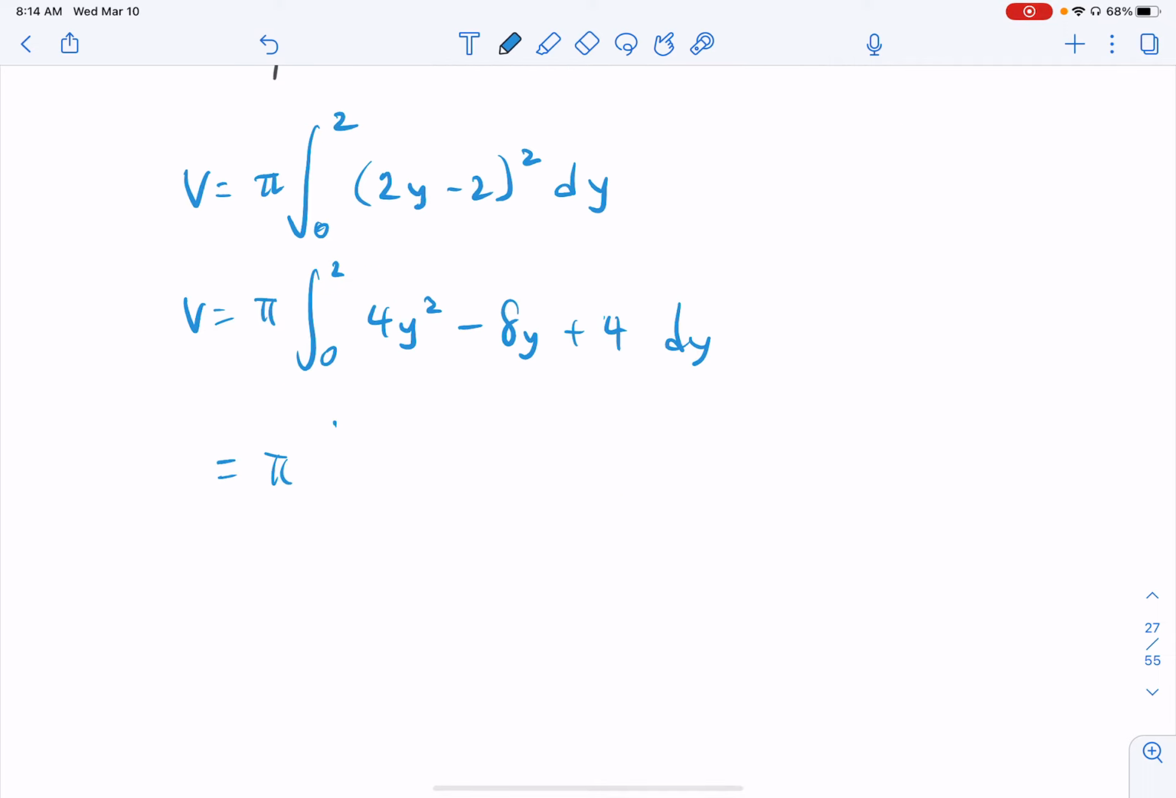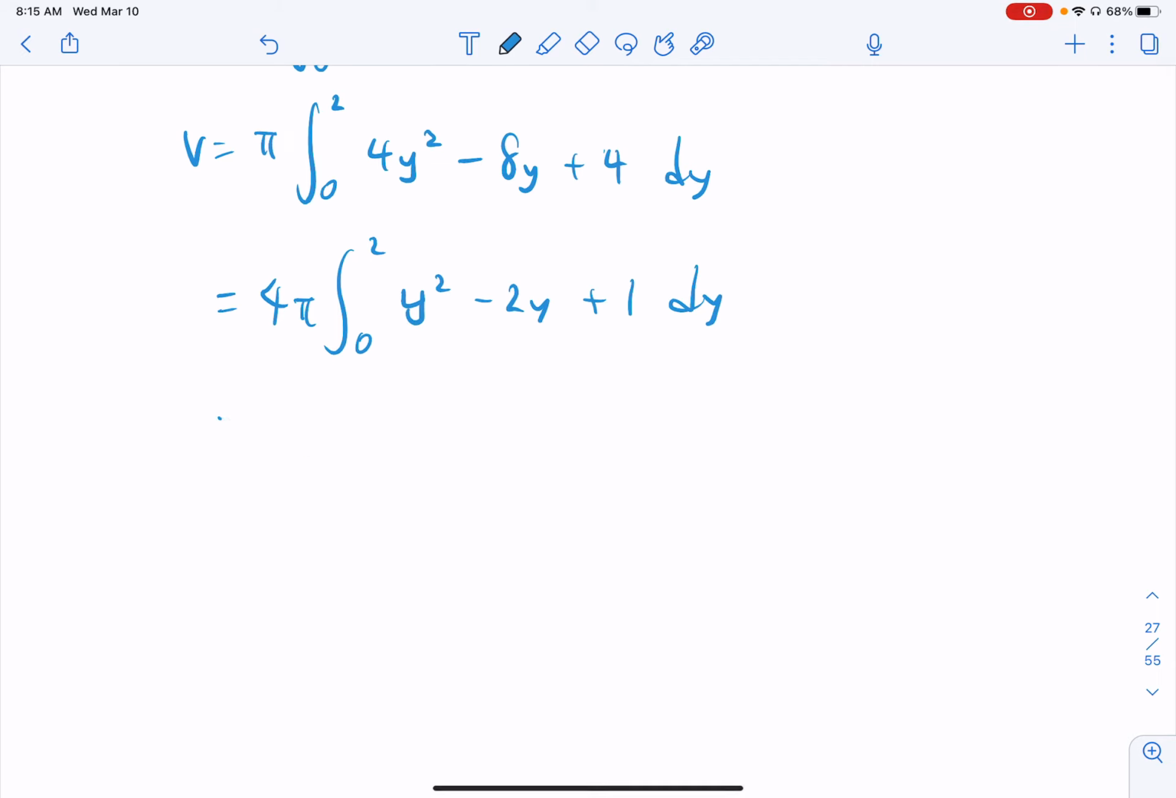And then let's do some integration, shall we? So, you know what? Why don't I just pull out a 4 first? That'll make this thing a little bit easier to integrate. 4 pi, from 0 to 2, this would be y squared minus 2y, and then plus 1. Yep, and yep. Now integrate. I'd have y cubed over 3 minus 2y squared over 2, so just y squared, and then plus y from 0 to 2.